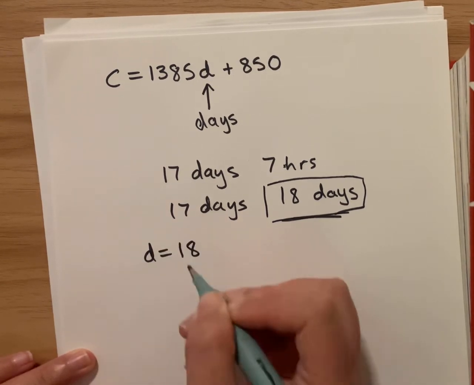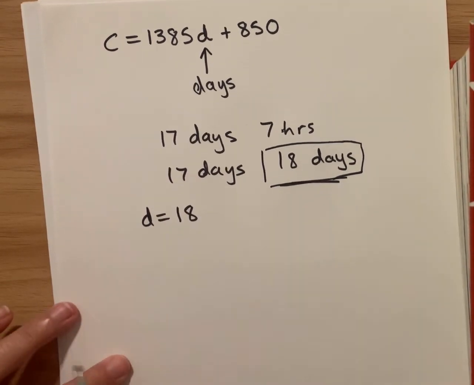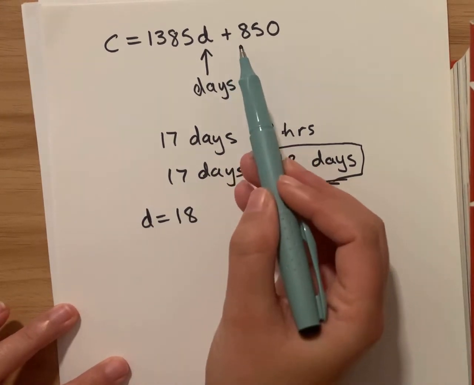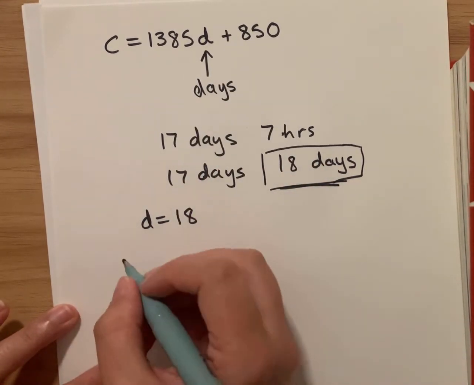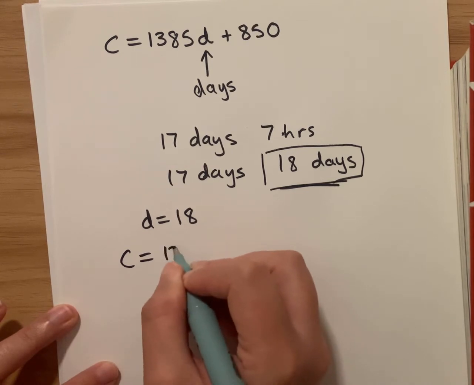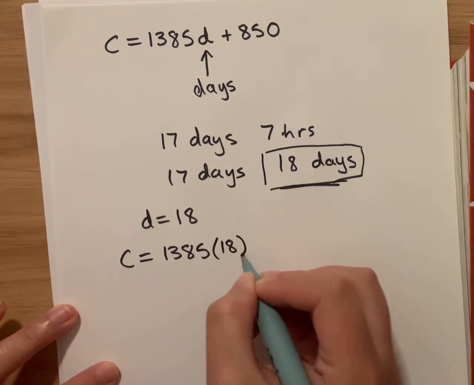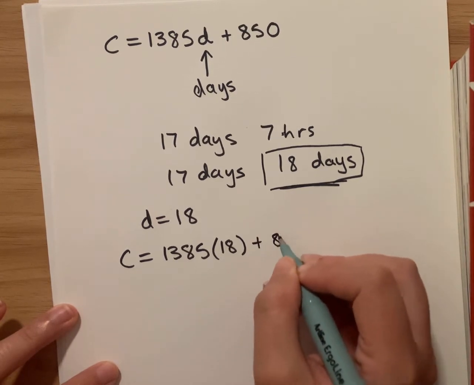So D is 18. Now let's find out the cost. All we need to do is substitute D equals 18 into our original formula up here. So C equals 1,385 times 18 instead of D plus 850.